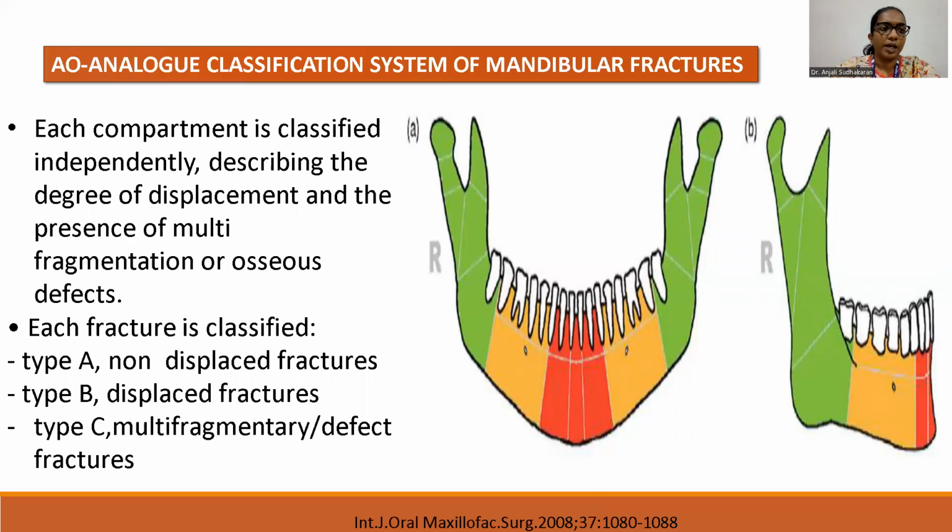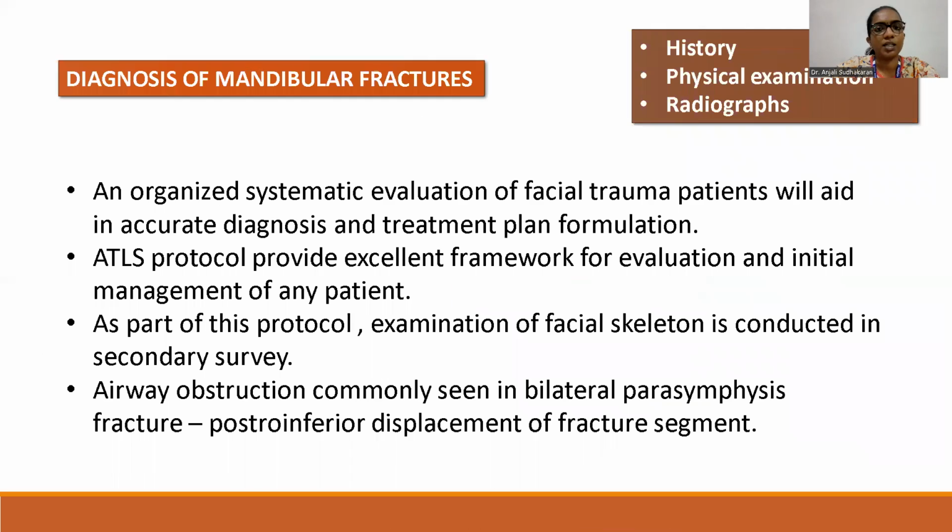Now, the AO analog classification system of mandibular fractures. In this, each component is classified individually. I already told you what each component is, and the degree of displacement and the defects are considered. These are classified into type A or not displaced fractures, type B or displaced fractures, and type C or multifragmentary fractures. This classification system was suggested in the International Journal of Oral and Maxillofacial Surgery in 2008, and it is more helpful in deciding the treatment.